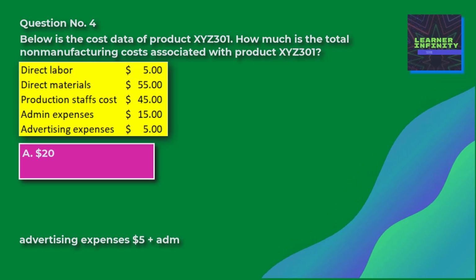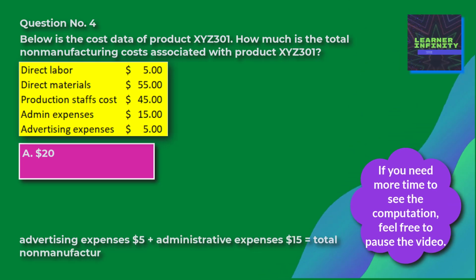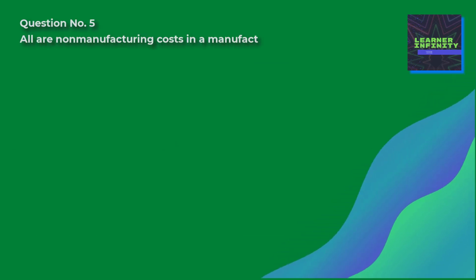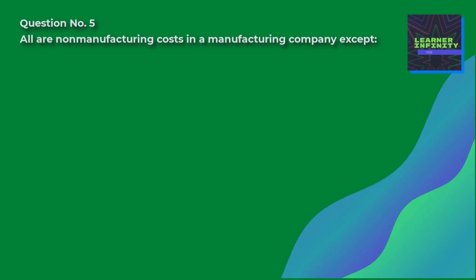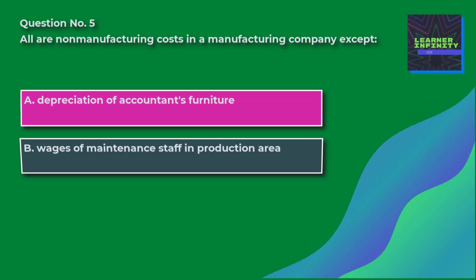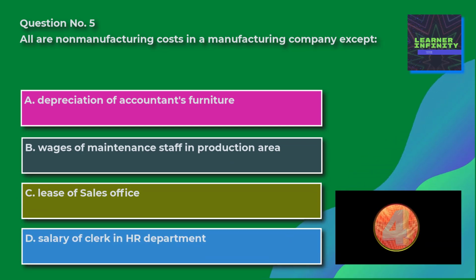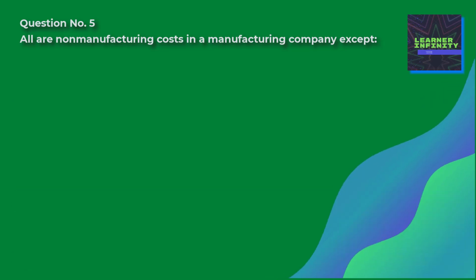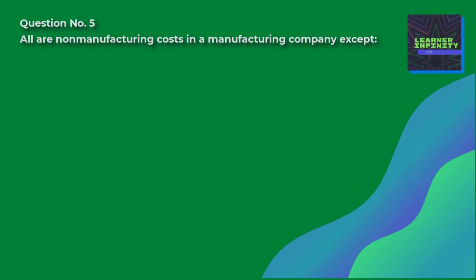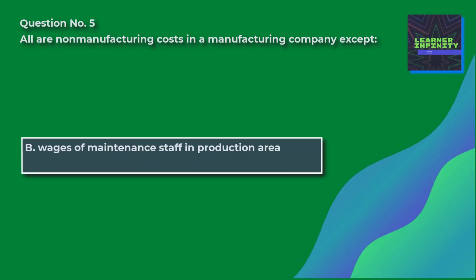Here's the computation. If you need more time to see the computation, feel free to pause the video. Here's the next question. Choices are A, B, C, D. Timer starts now. Time's up. The correct answer is B.